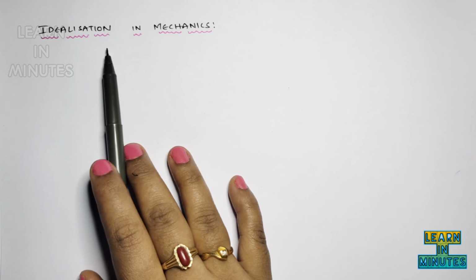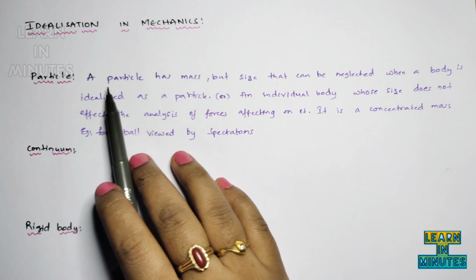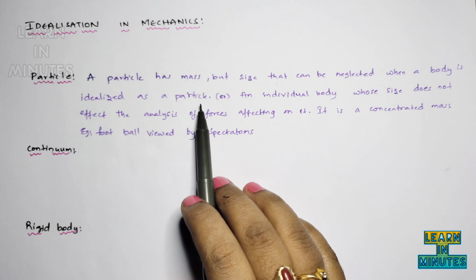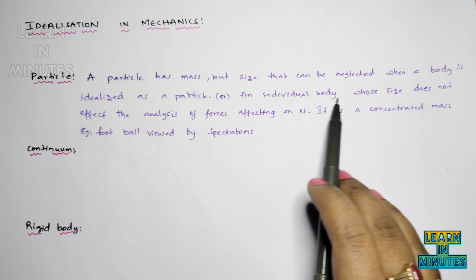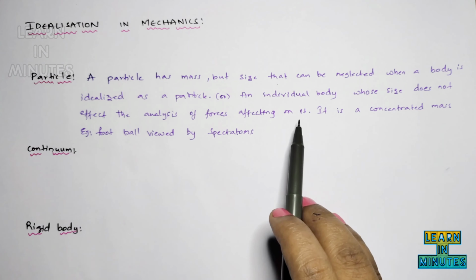There are three ideal conditions in engineering mechanics: particle, continuum and rigid body. The first ideal condition is particle. A particle has mass but its size can be neglected. When a body is idealized as a particle, it is an individual body whose size does not affect the analysis of the forces acting on it.